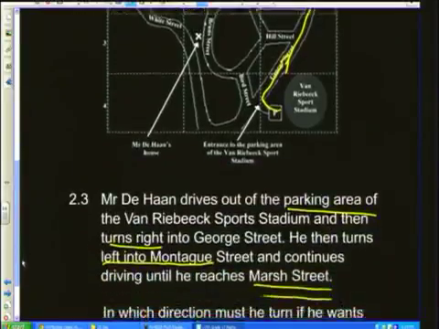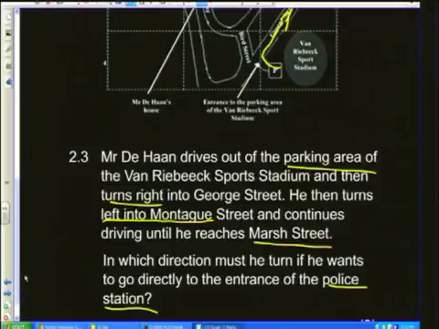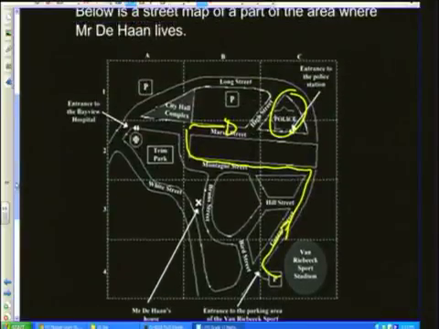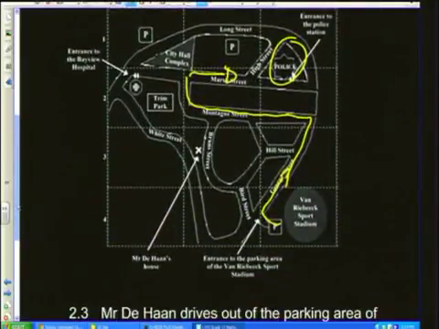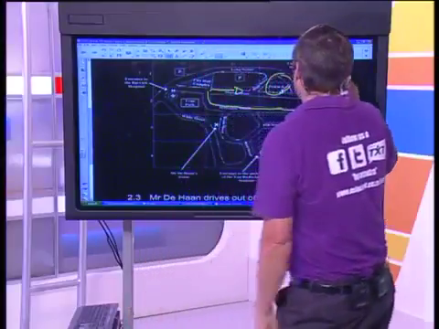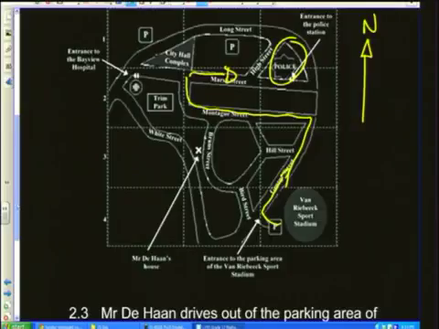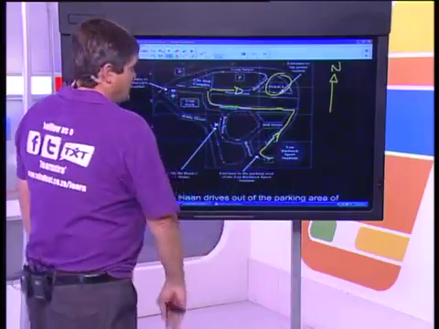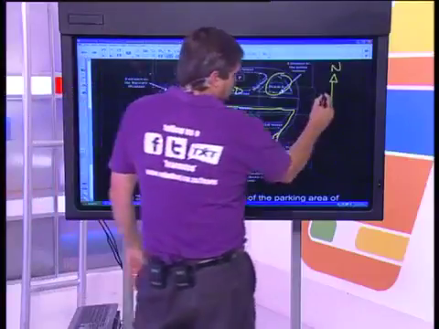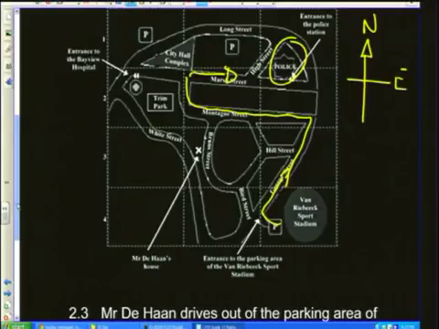Now, let's just have a look at this. It says in which direction, and we don't have a north and south here. So we're going to presume the examiner wants us to say turn right. However, if we had this next to our map and the examiner said, what direction must I turn? I'm going to say we're going to turn right in an easterly direction.